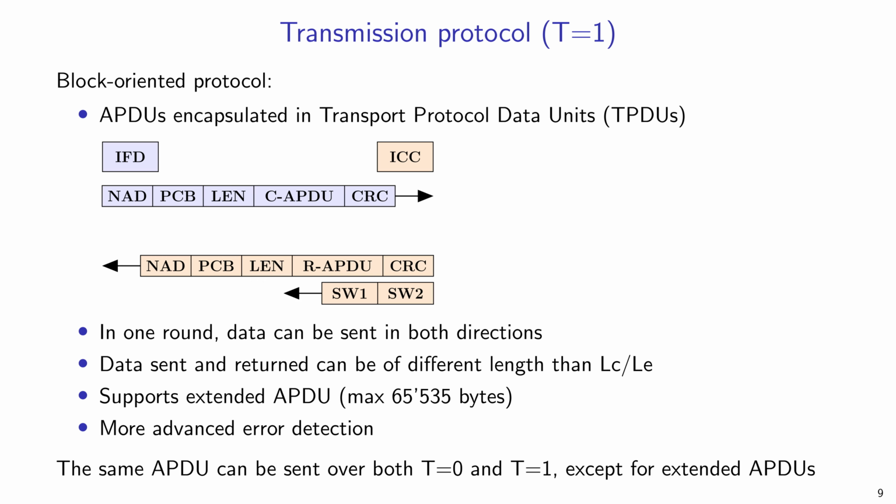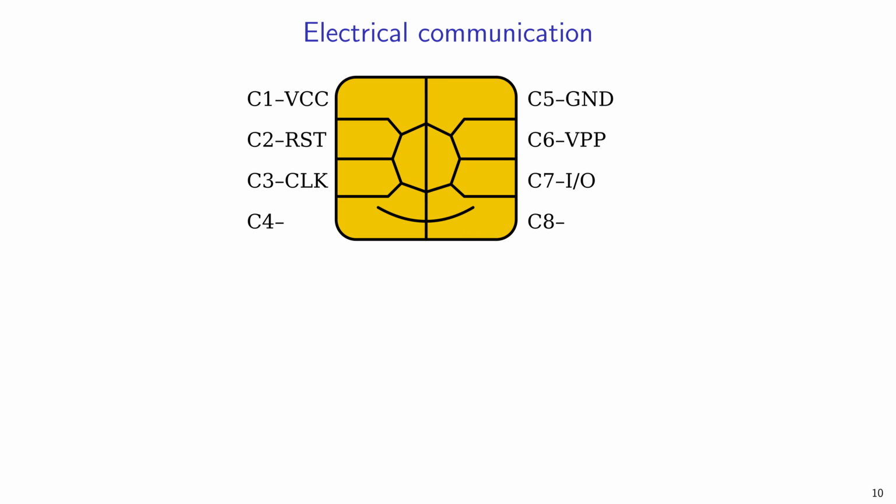Therefore, to write code that works with both transmission protocols, just make sure that the extended APDU feature is not used, and that the code is able to handle the two status words that are specific to the T0 protocol. A bit about electrical communication to give you an overview of how things work at the electrical level.